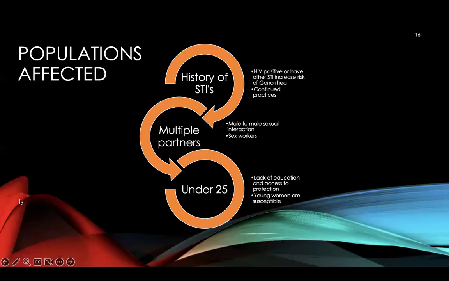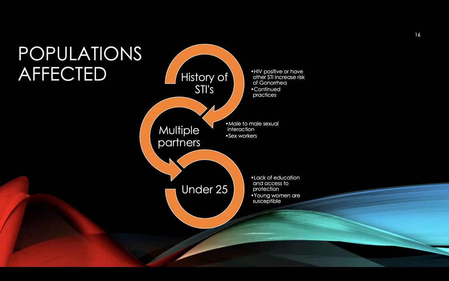And then populations affected. Again, this is kind of a mix of chlamydia and gonorrhea because populations are kind of similar. So if there's a history of STIs, those populations where heavily prominent STIs are prevalent, they have a higher chance of getting chlamydia or gonorrhea. HIV positive or have other STIs increase the risk, especially of gonorrhea. And continuing the same practices that you have been doing before can also contribute to higher prevalence of these STIs.